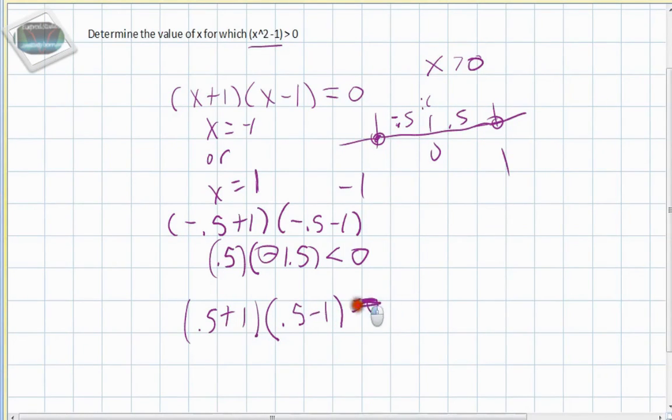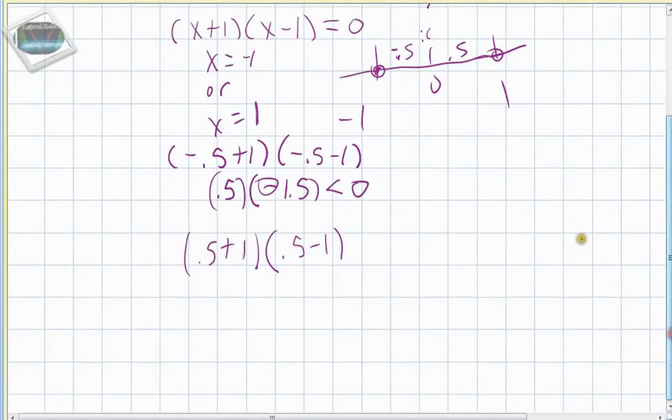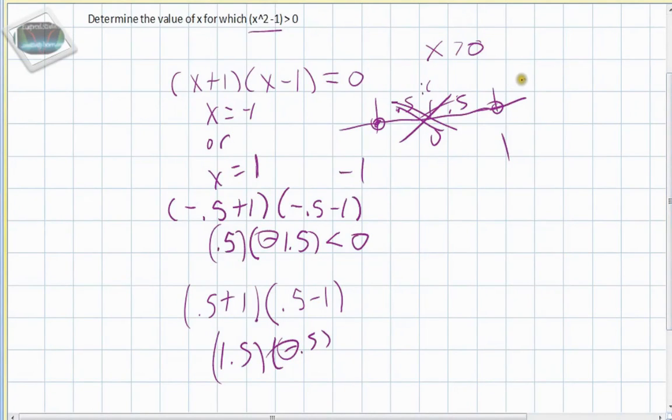Okay. Oops, sorry. No, not this way. So we're going to try it again. So 1.5 times negative 0.5. Again, we get a negative number, right? So it's also not going to happen over here. So at values of x greater than negative 1 and less than 1, they're not going to work out. Okay, but if we try values greater than 1 or more negative than negative 1, we'll find that it does work.